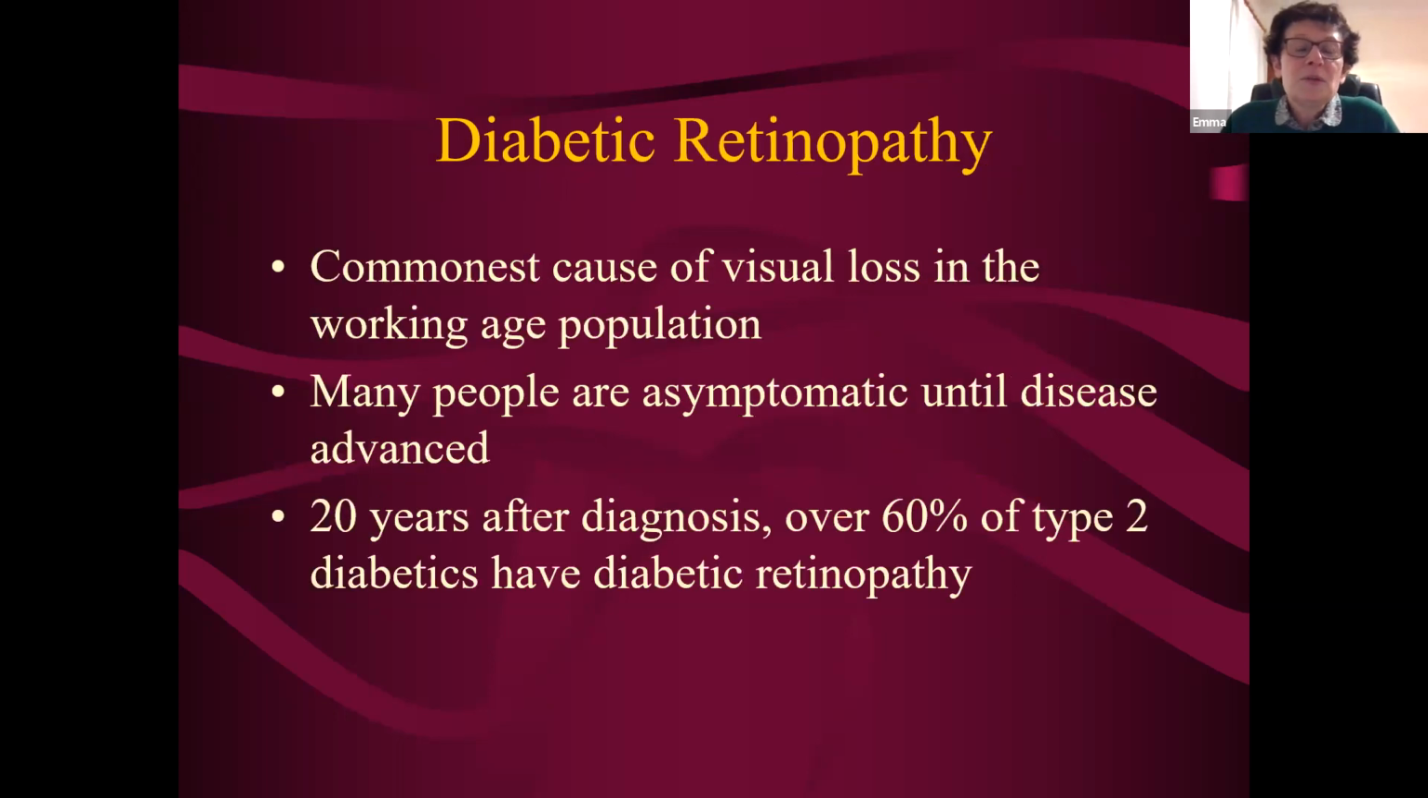It's the commonest cause of visual loss in the working age population. And this is our problem, your problem and my problem, that many people are asymptomatic until the disease is advanced. And so trying to get over to them that actually, despite the fact they're 6'5", they've got treatable diabetic disease that needs treating can be quite difficult. 20 years after diagnosis, 60% of type 2 diabetics have diabetic retinopathy.